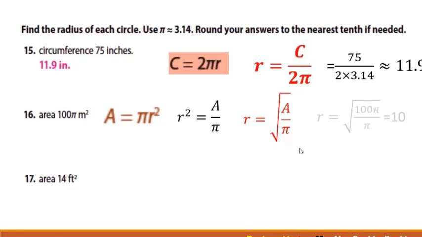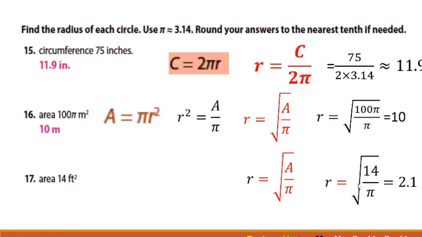Will be like this. So my area is 100 pi, so I put it 100 pi like this. And divide cancels pi, because anything divided by itself equal 1, cancel each other. So my answer will be square root of 100. Square root of 100 is 10. So this is my answer, 10. The same idea, I have area, so I have to use this rule. So r equals square root of area divided by pi. So 14 pi divided by pi give me under square root, remember this, 2.1. This is my answer. Okay?